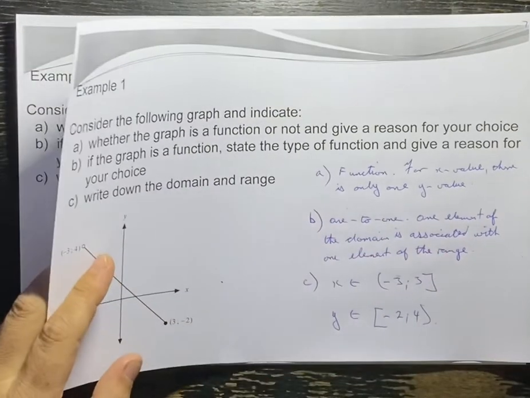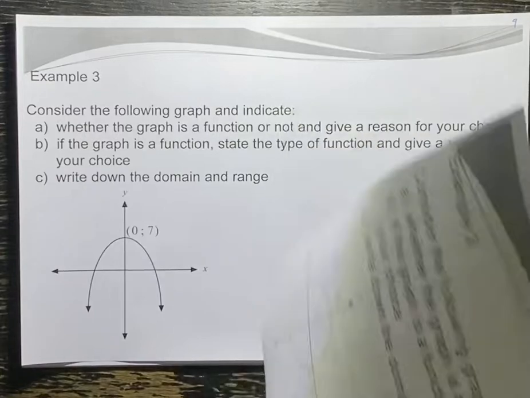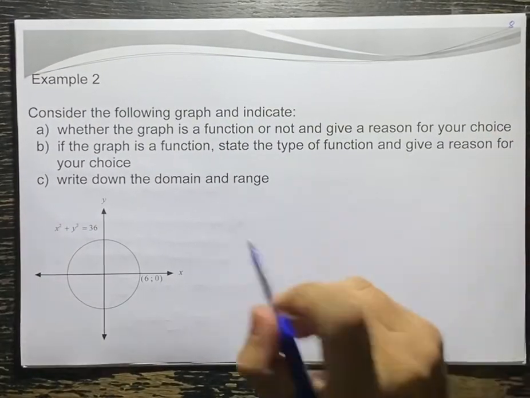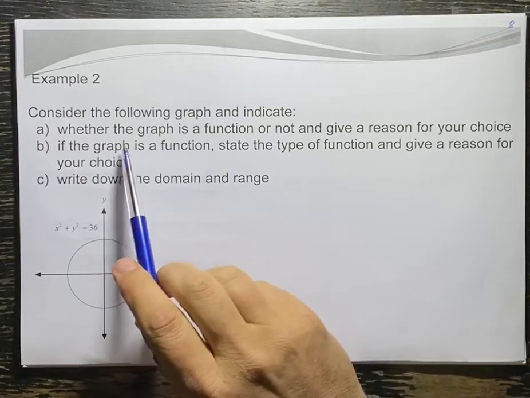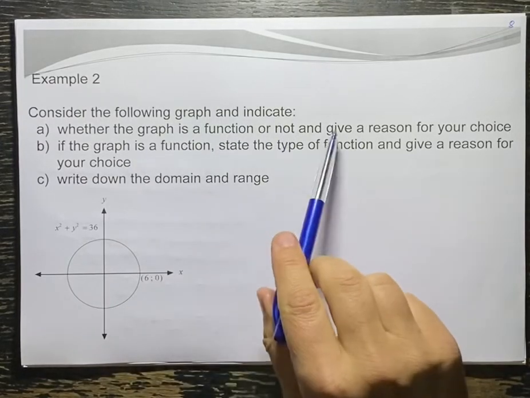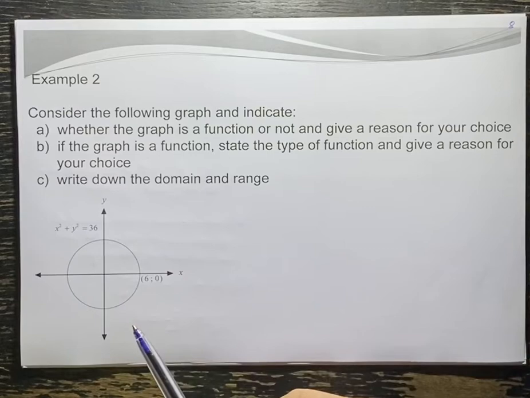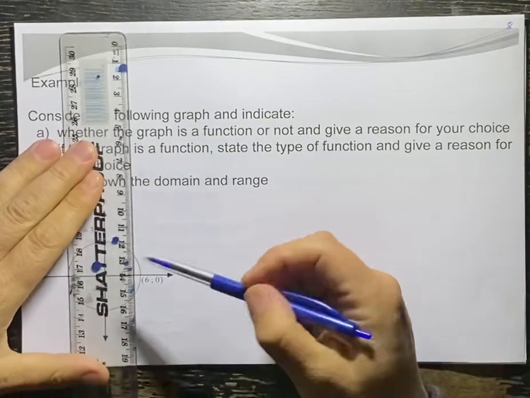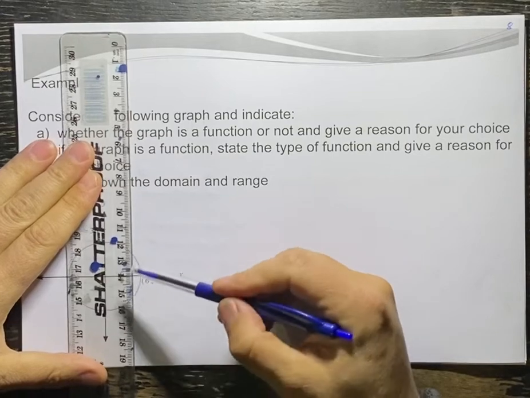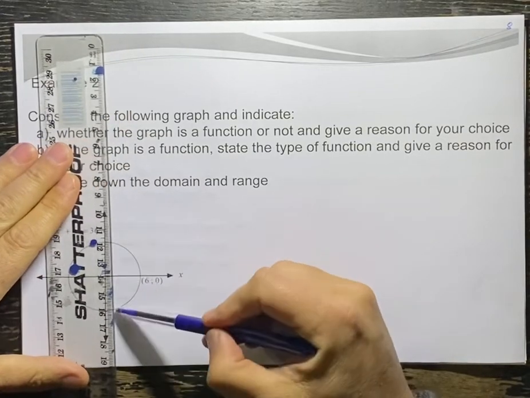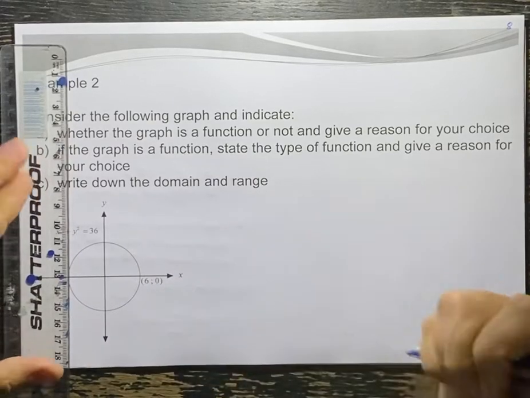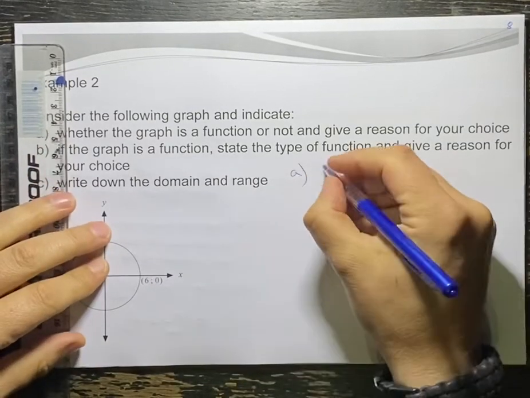Okay, going on to example 2. Consider the following graph and indicate whether the graph is a function or not and give a reason for your choice. So we take the vertical line, and as you can see, it is cutting the graph twice. There. Doesn't make a difference where I go. It's cutting twice. So this is not a function.